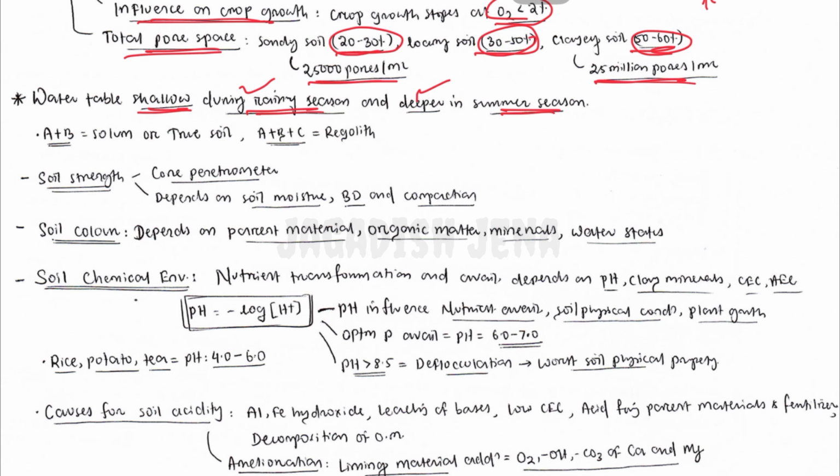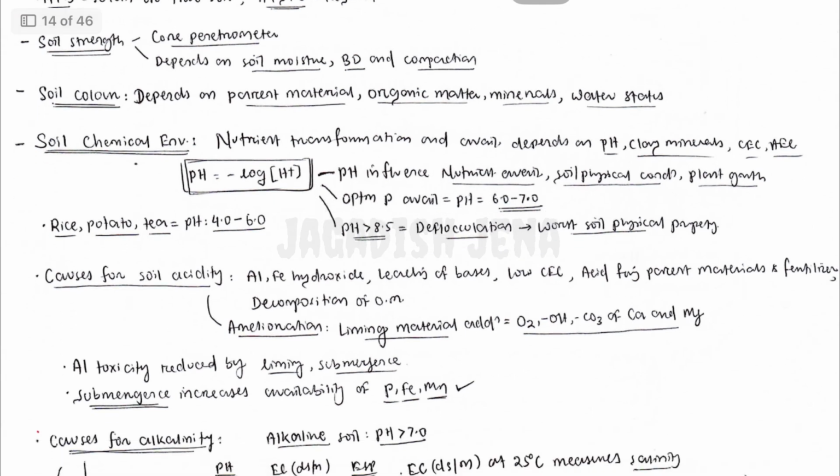So today we are going to discuss soil chemical environment. We are now covering the soil environment and its impact on agricultural crop production. In this particular lecture, we are going to discuss what parameters or factors in the soil chemical environment influence crop growth, and how they influence it, right?